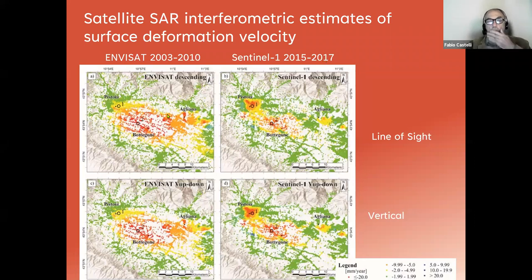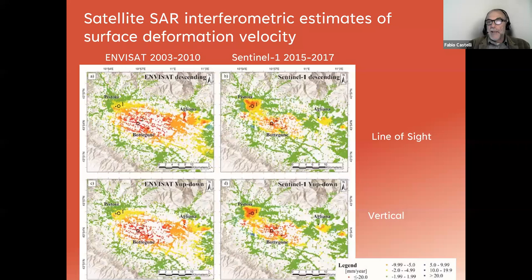These are the velocity of surface displacement inferred by these two satellites in these two periods. Usually the satellites have a slanted field of view with respect to the ground, the line of sight, and what may be quantitatively interesting is the vertical displacement. Here you have a legend, and in red and yellow you have the areas where subsidence is measured. That is negative velocity in the displacement, of the order of several millimeters per year.